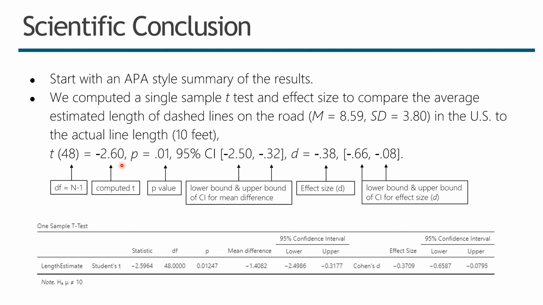Notice that I've rounded to 2 decimals because that's APA style. We report to the second decimal place. Our p is 0.01. Our 95% confidence interval around the mean difference is negative 2.5 to negative 0.32. Our effect size d is negative 0.38, and the confidence interval around that effect size is negative 0.66 to negative 0.08. Note that it's lower bound first and then the upper bound. So that is just a summary of your results with no interpretation at the moment.